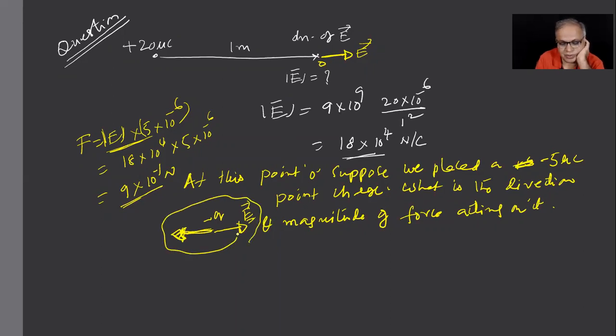You should now learn something new. If E is this way, if I place a positive charge here, it will experience force that way. If I place a negative charge here, it will experience force this way. Here, the source charge is shown. Even if it is not shown, you should be able to tell that.